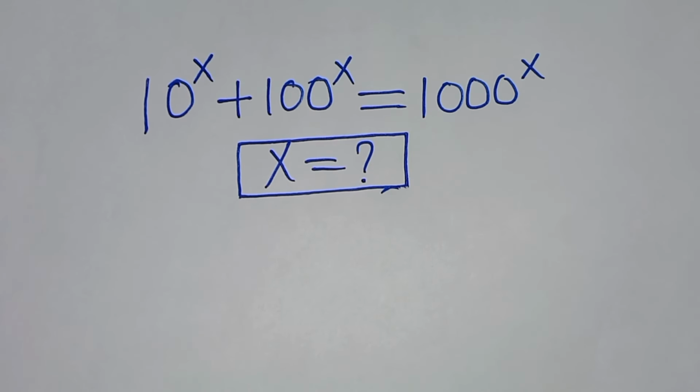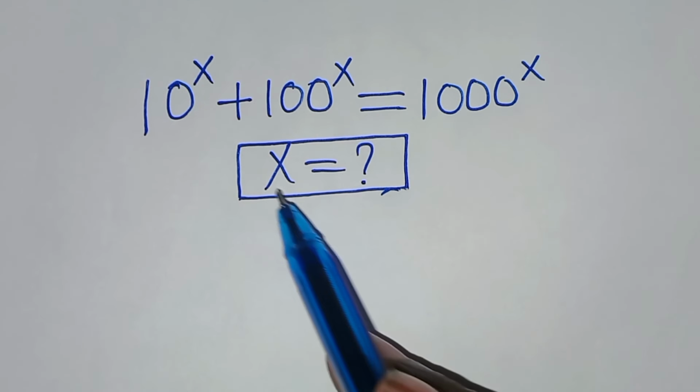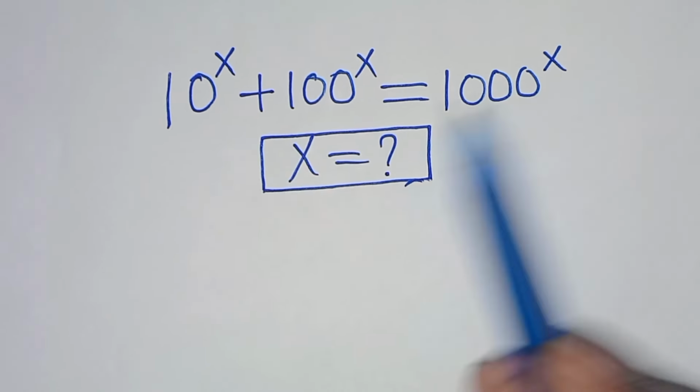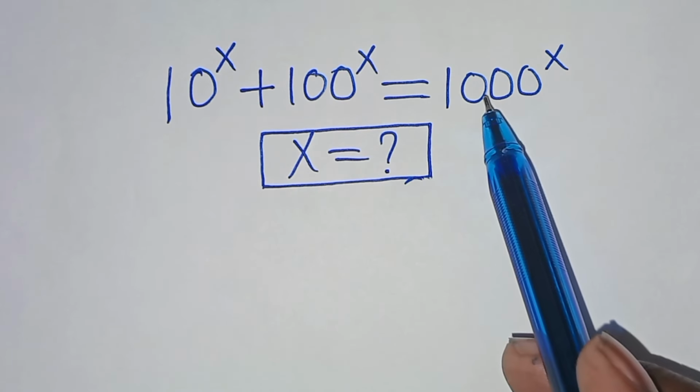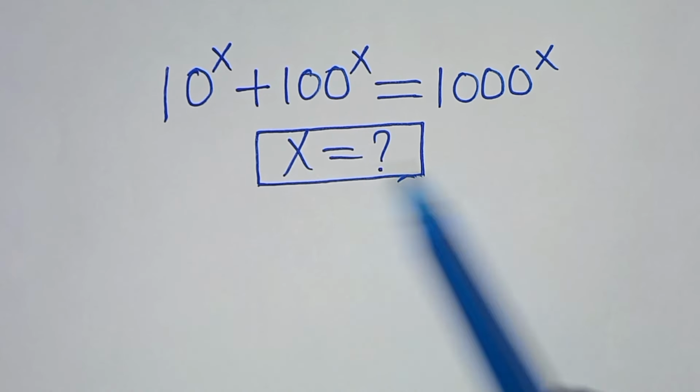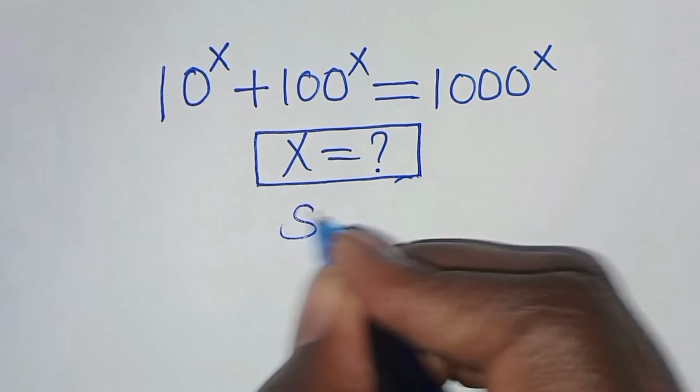Hello everyone, you are welcome to solve for the value of x given this nice math problem: 10 to the power x plus 100 raised to the power x is equal to 1000 raised to the power x. What is the value of x? Let's provide a solution here.